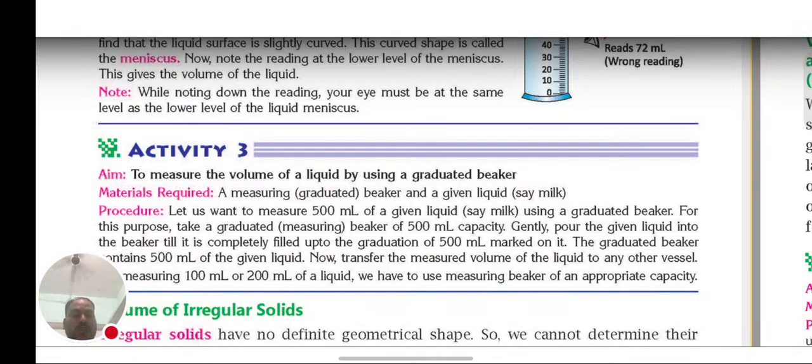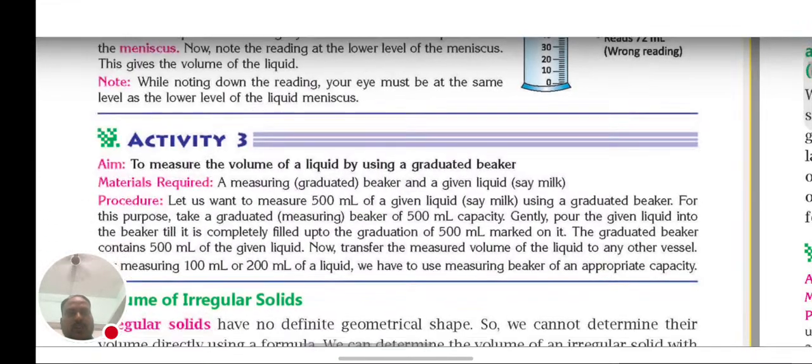We must keep our eyes level with the level of the liquid, not inclined. We must keep our eyes parallel to the level of the liquid inside the measuring cylinder. The third activity is to measure the volume of a liquid by using a graduated beaker. So we are going to discuss.